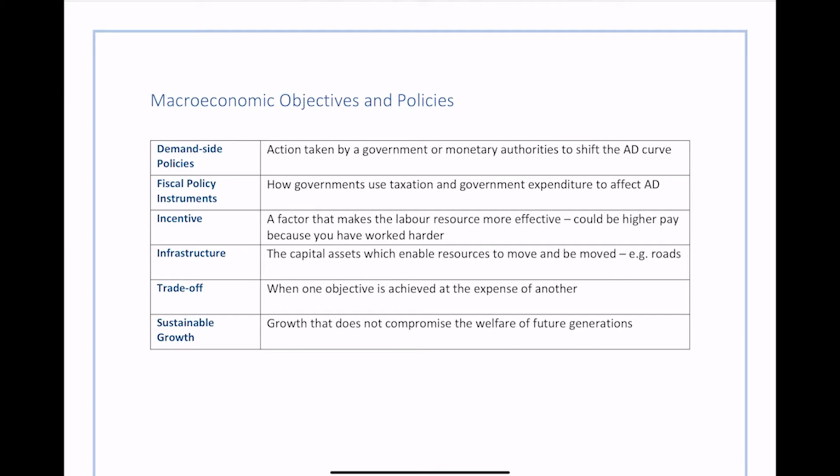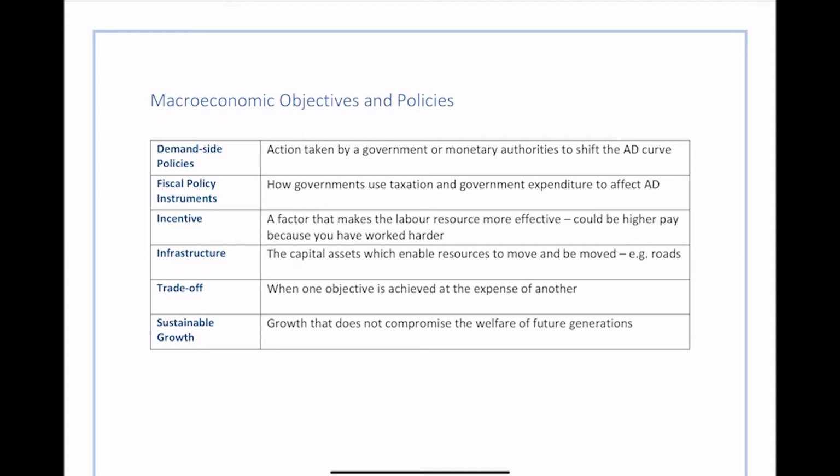So in this chapter, some of the key definitions are demand side policies. These are actions taken by government or monetary authorities to shift the AD curve. So the idea here is that normally if I want to change my inflation rate or something like that, there's different ways I can do it.